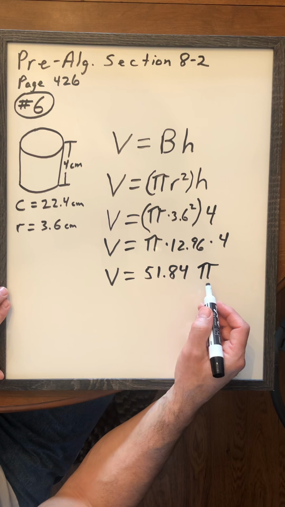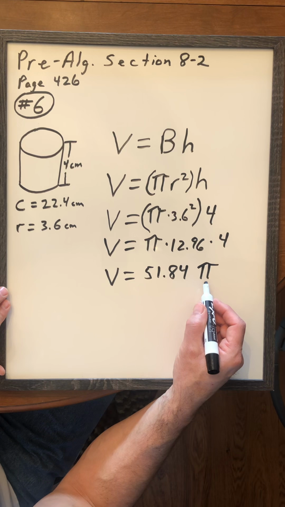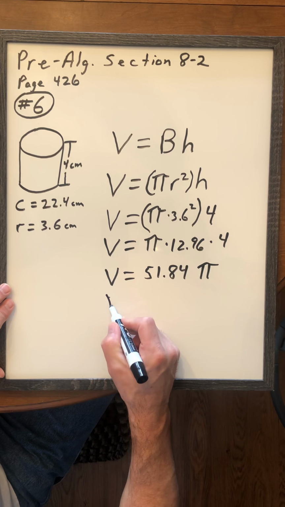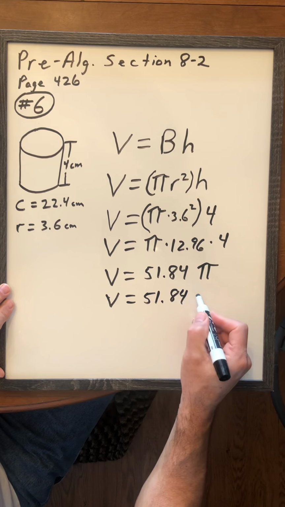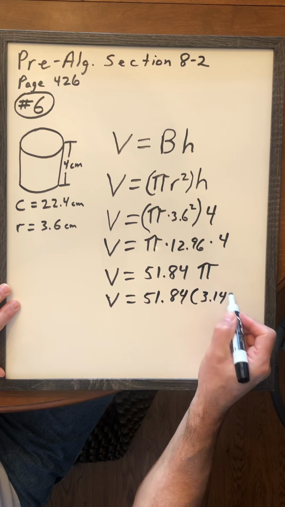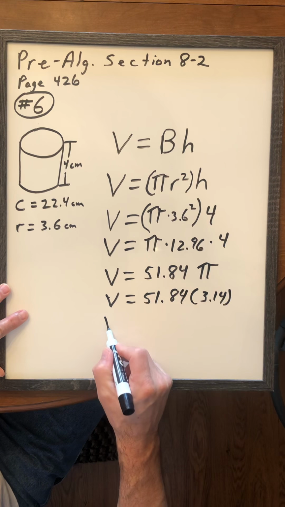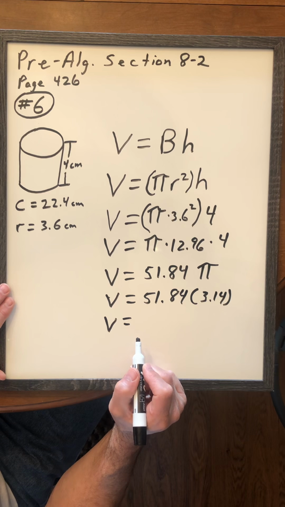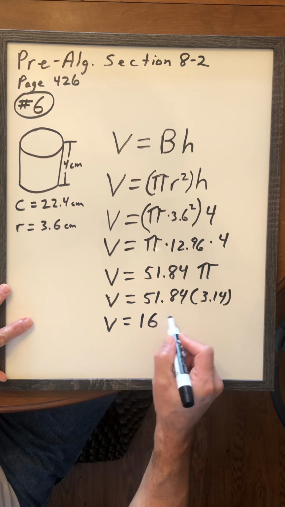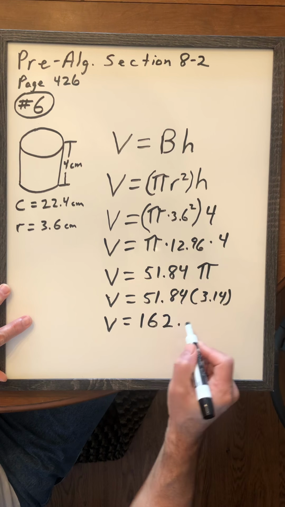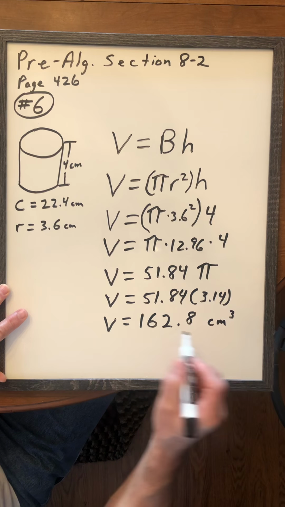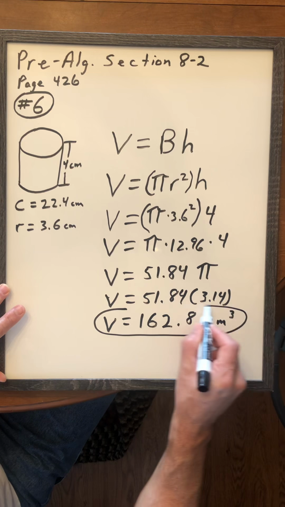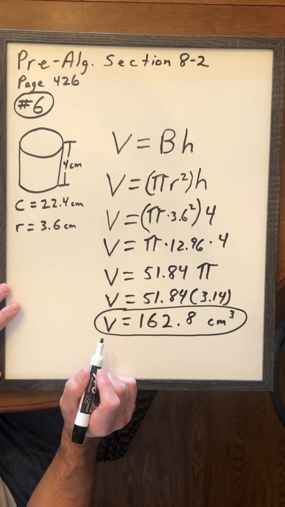Now, I'm going to plug in the 3.14 for pi, and then we're going to round it to the nearest tenth. So 51.84 times 3.14. We're going to multiply those together, and we're going to round it to the nearest tenth. And so that's going to end up to be 162.8. And don't forget your units, that'd be centimeters cubed. So the volume of the cylinder is going to end up to be 162.8 centimeters cubed.